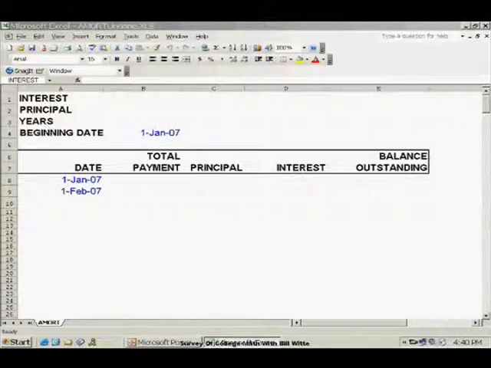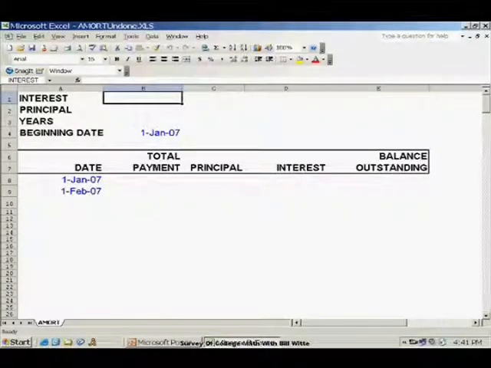Okay. I've started a spreadsheet here. I've basically typed in all the text type stuff, and now we're going to fill in the numbers. And hopefully you understand kind of what I'm doing here. In this demonstration, I'm going to try to build a mortgage table, an amortization table, for a home loan.